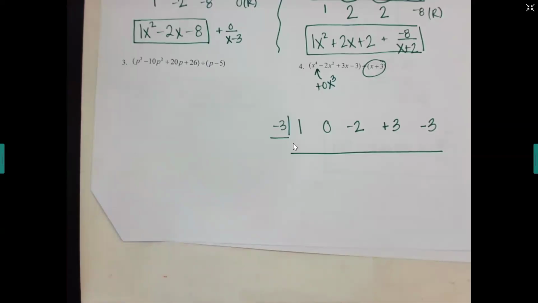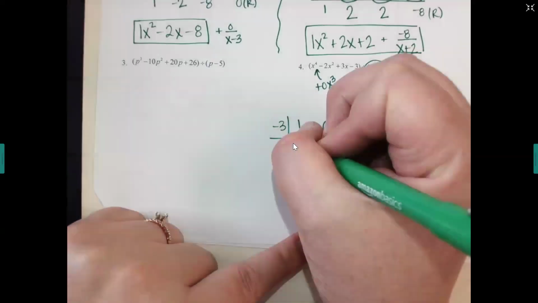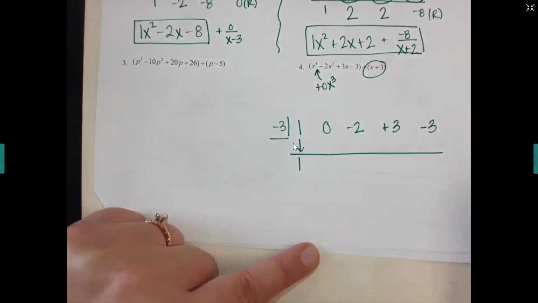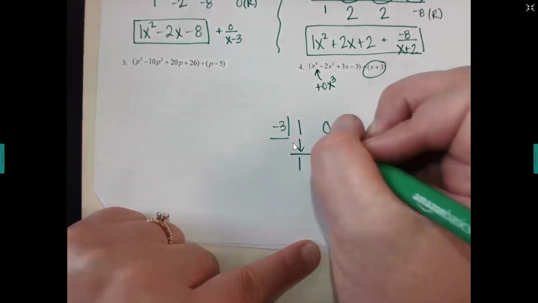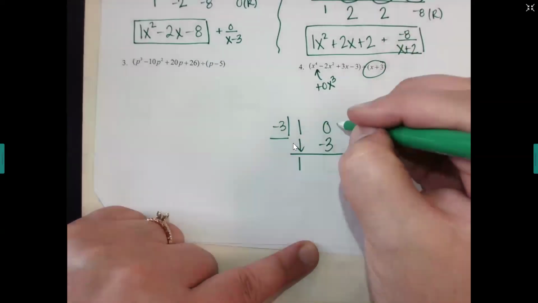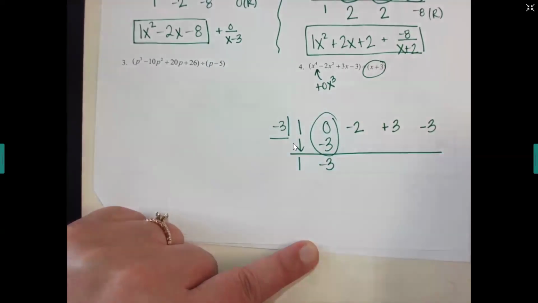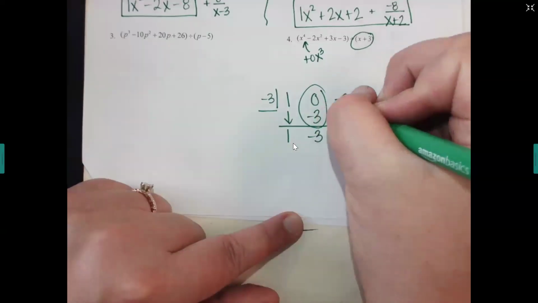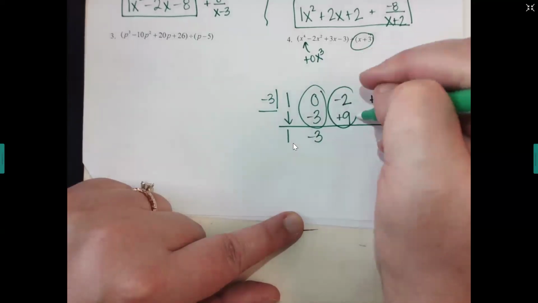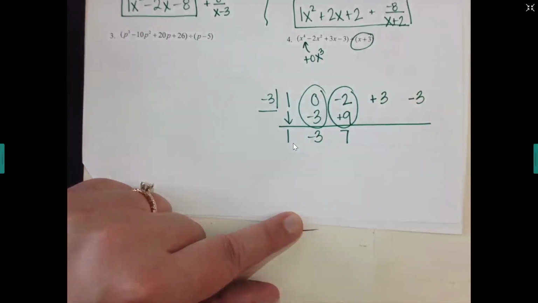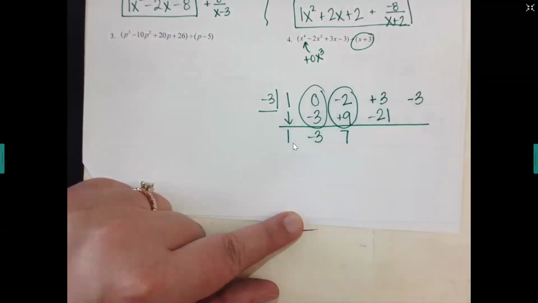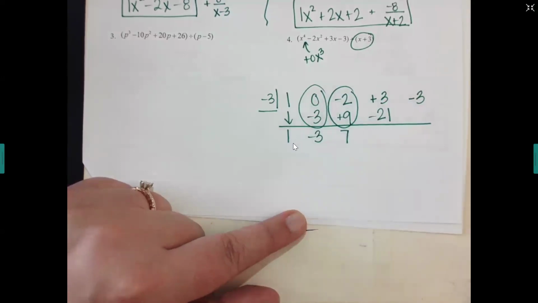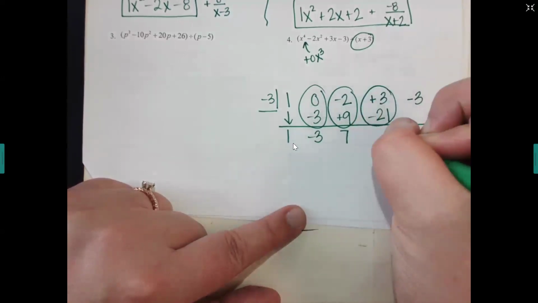First number does what? Straight down. Then I times it with the box. 1 times -3 is -3. 0 and -3 add up to still a -3. -3 times -3 is what kind of 9? Positive. And then 9 take away 2 leaves me with 7. 7 times negative 3 is negative 21. Negative 21 and 3 make negative 18.